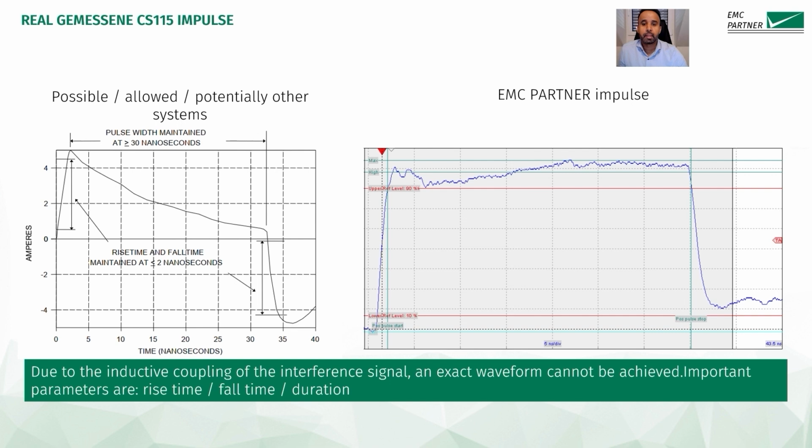rise and fall time. On the right side, you see as an example a real measured impulse with an EMC Partner coupler or injection probe. So the frequency response is good at lower as well as at higher frequencies, which allows to maintain the amplitude stable over the entire impulse during 30 nanoseconds.